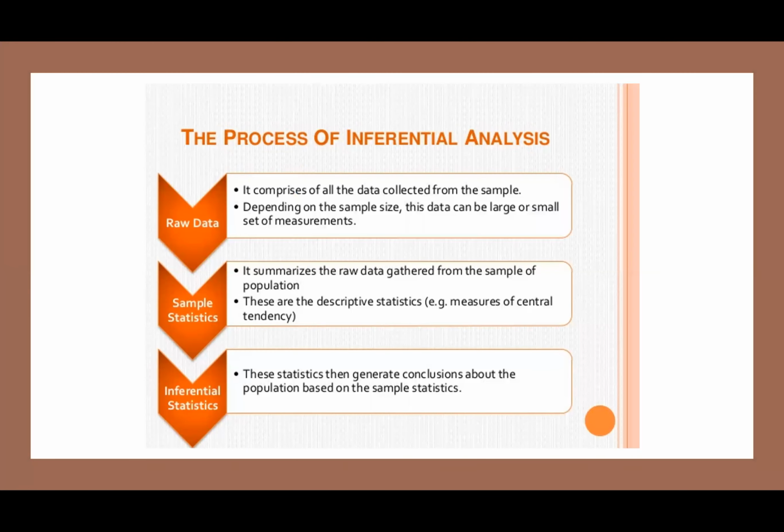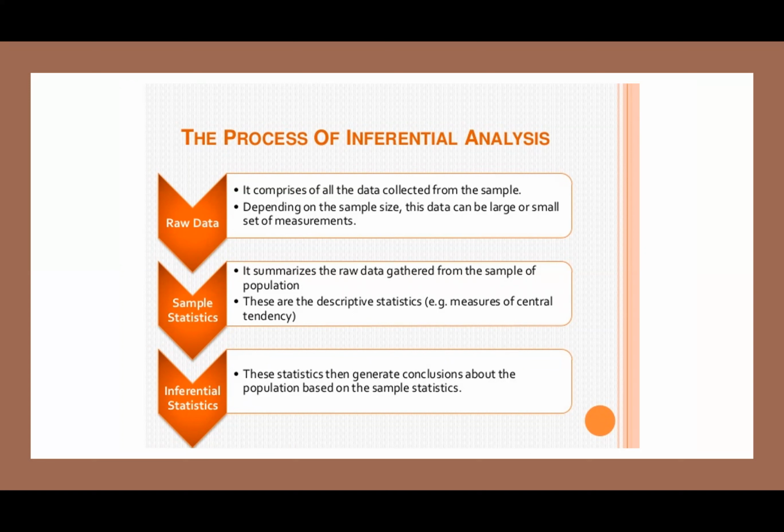The process of inferential analysis includes raw data. It comprises all the data collected from the sample. Depending upon the sample size, this data can be a large or small set of measurements. Then comes the sample statistics. It summarizes the raw data gathered from the sample of the population, and these include the descriptive statistics, so it includes a measure of central tendency, measures of dispersion, measures of position. Then moving towards the inferential statistics. These are generated to generate conclusions about the populations made upon the sample statistics.